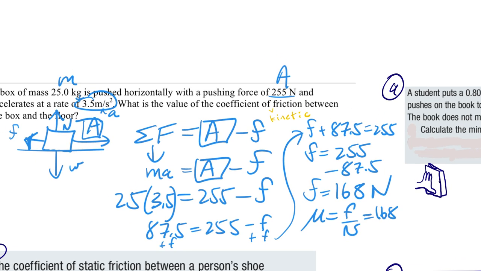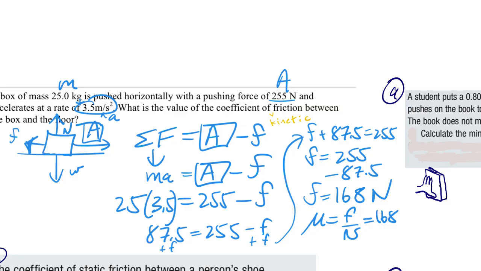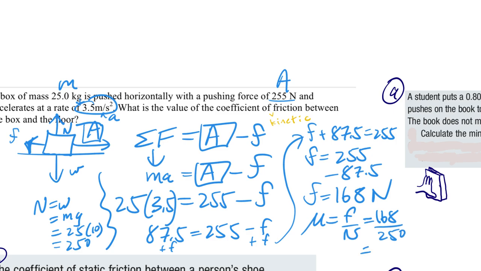And isn't the normal force equal to the weight? And the weight is mg. The weight is 25 times 10, let's say, is 250. So N equals weight, so that'd be 250. 168 over 250 gives me 0.67. There's no units on coefficients of friction.